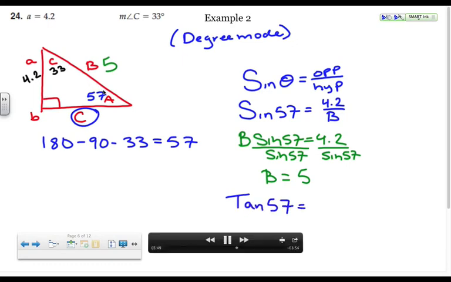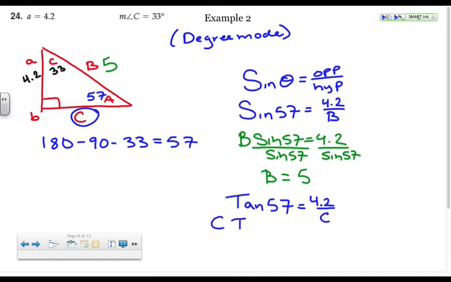So I'm going to use the tangent now. The tangent of 57 equals 4.2 over C. And I will solve for C, just like I did B in the last problem. So C tangent of 57 equals 4.2. Divide by tangent of 57, and I get C equals 2.7.